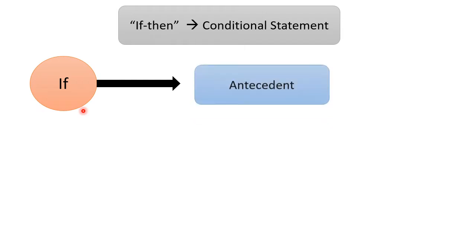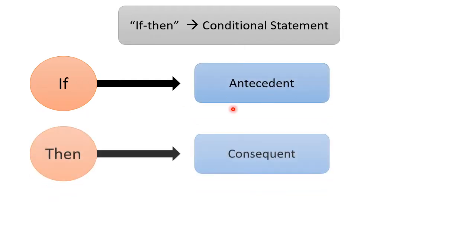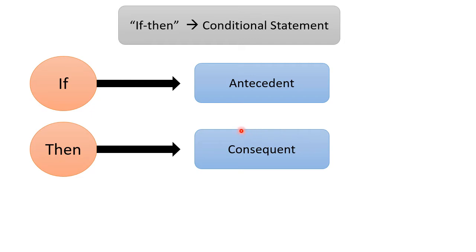If you don't wear ID cards in school, then you will have to pay fine of 100 rupees. So there is condition over here. What is that condition? If you don't wear ID cards, then the then part which is there, that is the condition which sister principal has put on you. Then you have to pay 100 rupees fine. So when there is if and then in the statement, that kind of statement is called as conditional statement. So the if part which is there in that statement, that is called as antecedent, and the then part which is there, that is called as consequent.